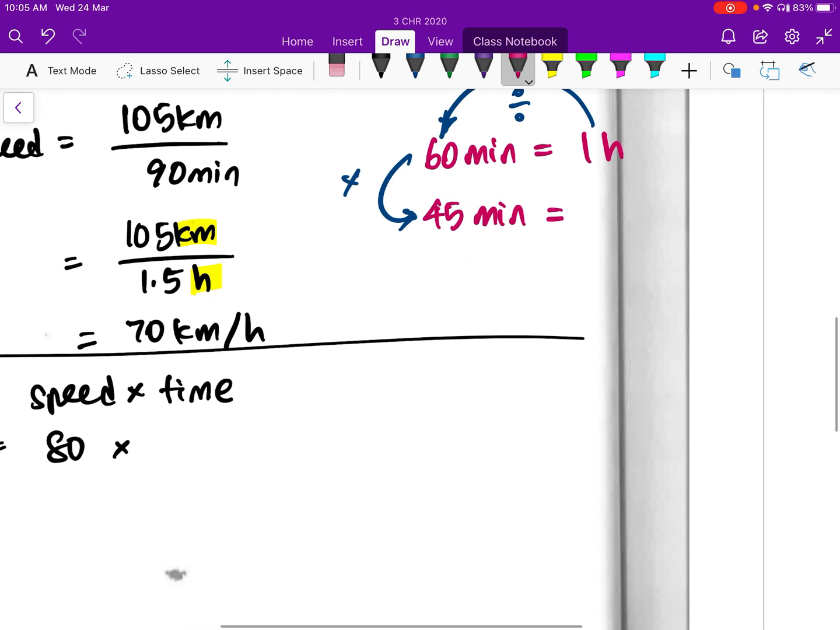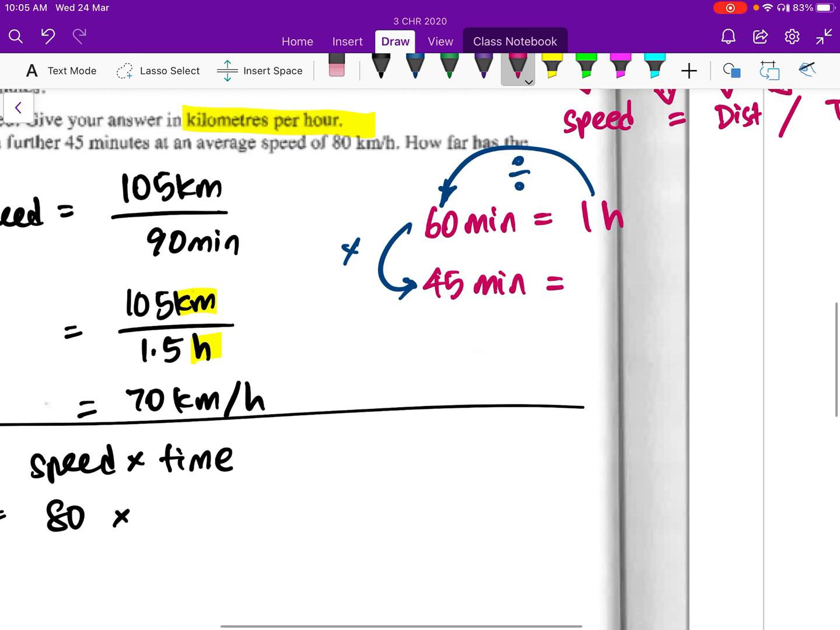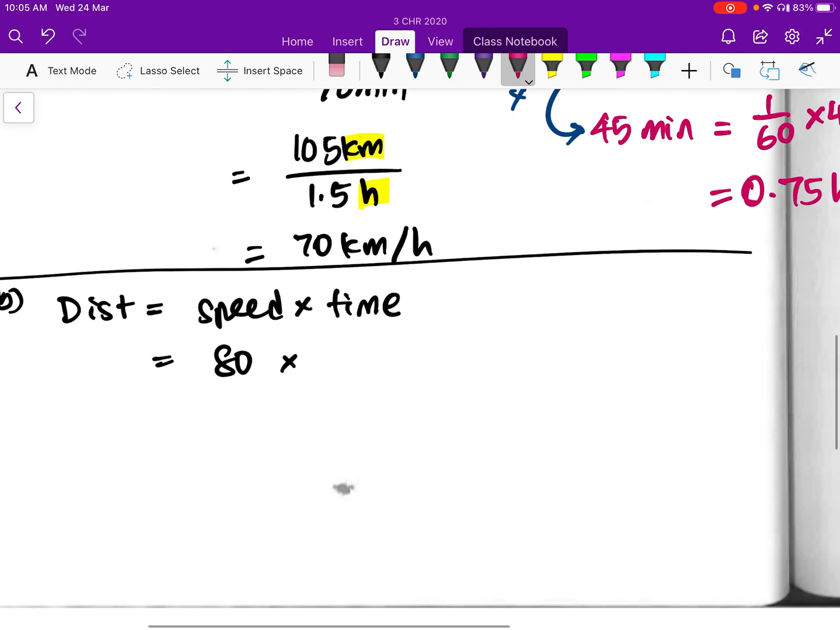How many hours is that? Same thing, divide by 60. 1/60 times 45, and you get 0.75. So put it over here, 0.75. The distance traveled is 60 kilometers. This is for the second part of the journey.